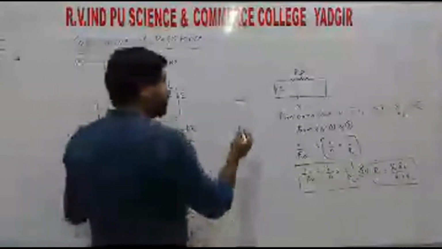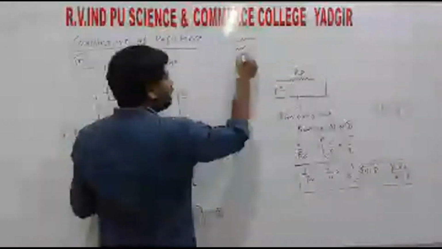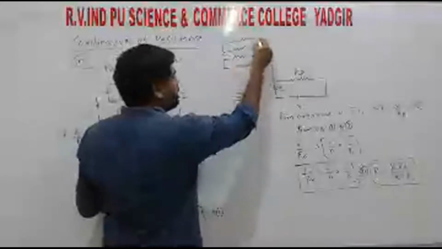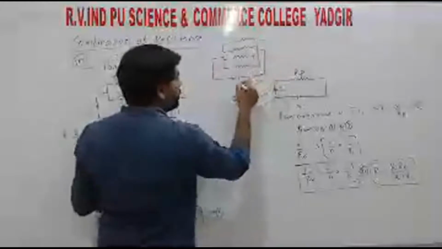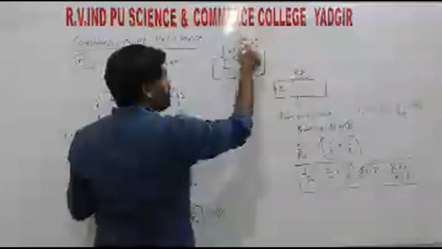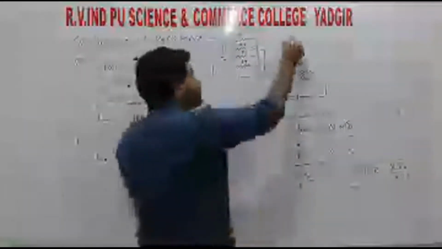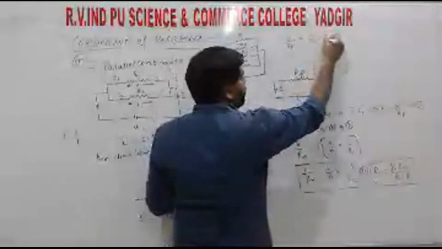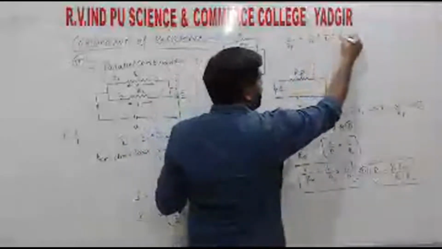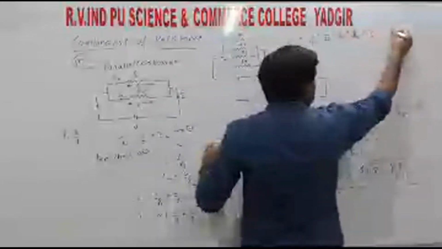So same, when more number of resistors are connected in parallel, so V, R1, R2, R3, R4, right? So the equivalent resistance 1 divided by Rp is equals to 1 by R1 plus 1 by R2 plus 1 by R3 plus 1 by R4 and so on up to 1 by Rn.